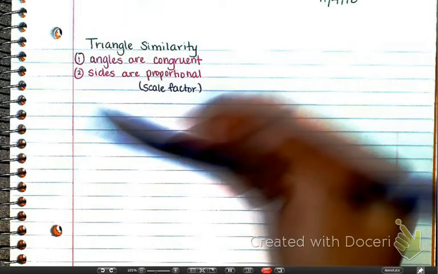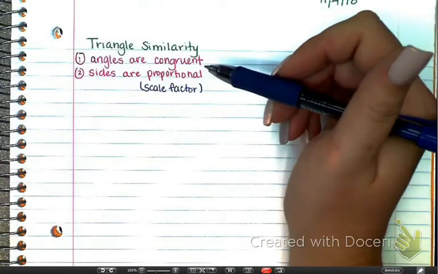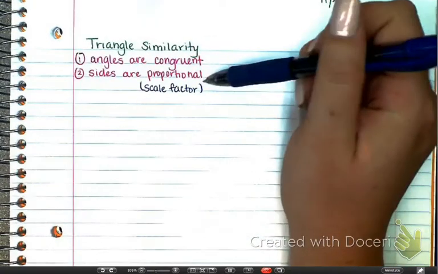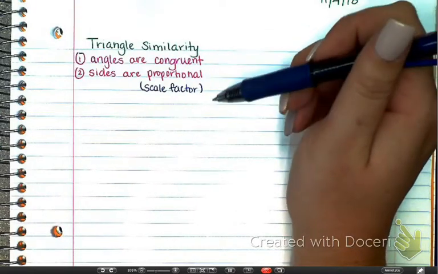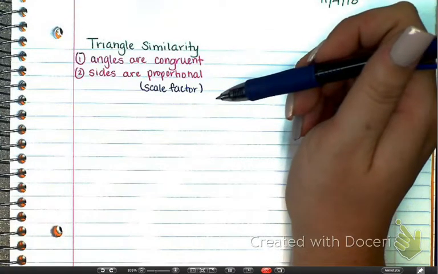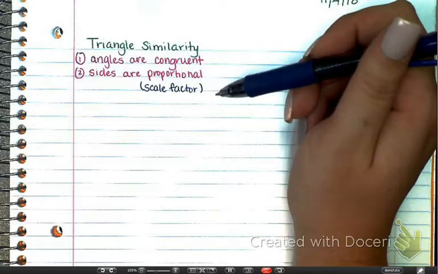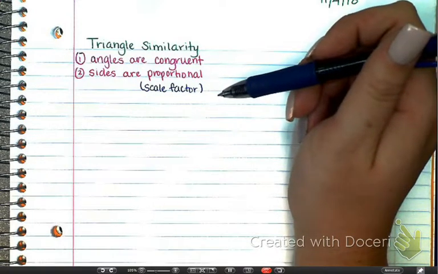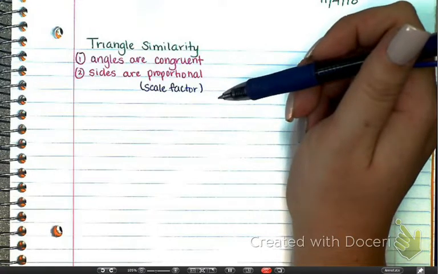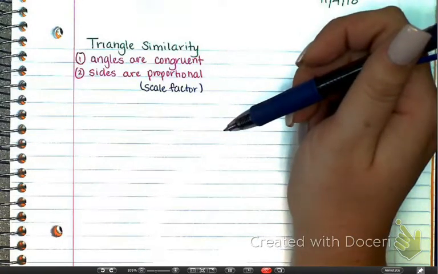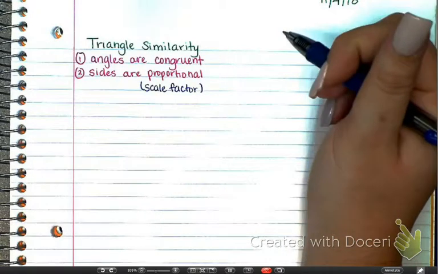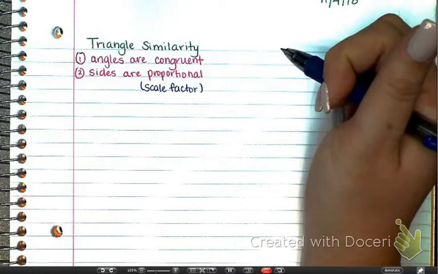Now technically these two things work for any figure, so if I wanted to prove that two rectangles were similar, I would show that all of the angles are congruent and all of the sides are proportional. I could do that for triangles, but that would be a lot, right? Triangles have 3 angles and 3 sides, so I'd have to show 3 pairs of angles are congruent and 3 sets of sides are proportional. We can do all of that work, but we can also skip all that work too.